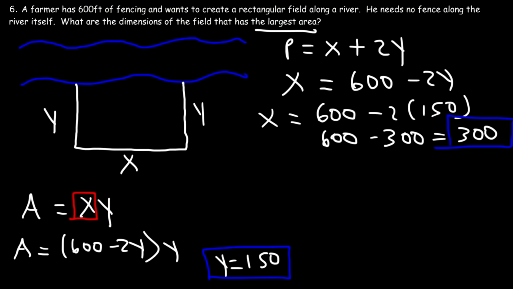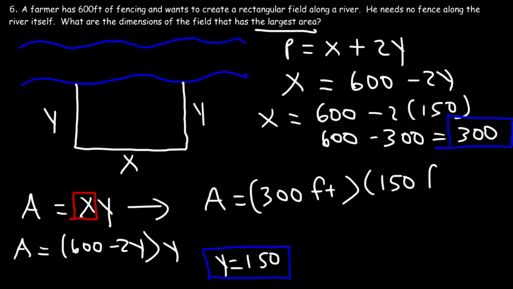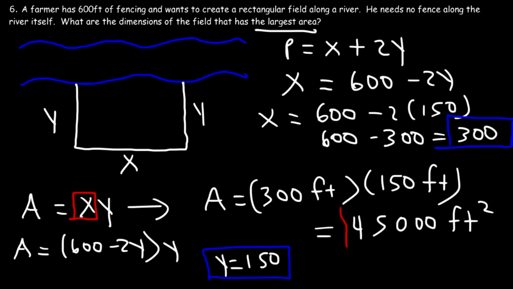Now to calculate the maximum area using this equation, it's going to be x times y, 300 feet times 150 feet. And let's see what that's going to be. So that's going to be 45,000 square feet. So that is the maximum area. So the dimensions are 300 feet by 150 feet with a maximum area of 45,000 square feet. So that's it for this problem.